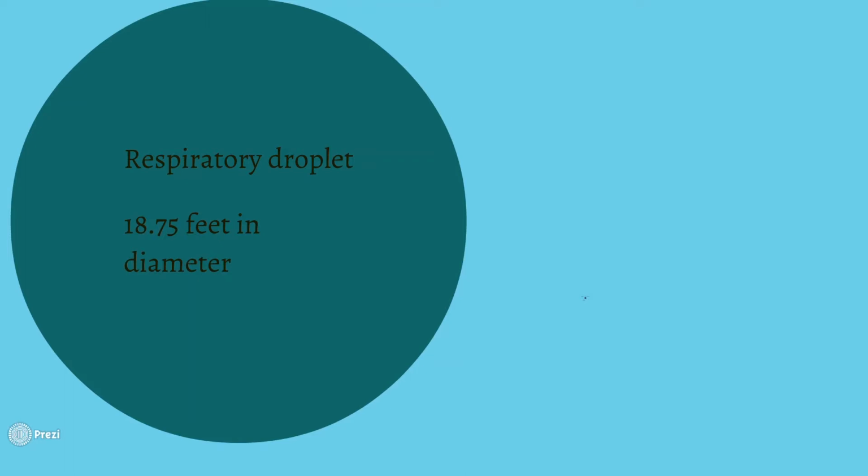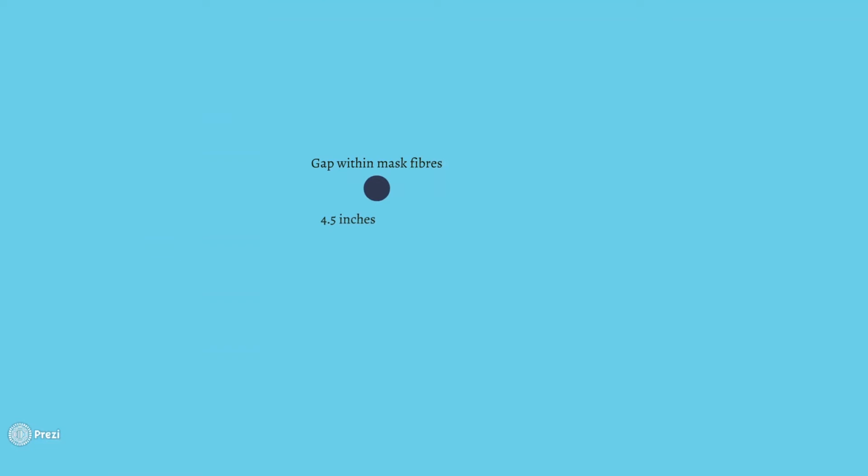When looking at appropriate face masks for prevention of COVID-19, the best mask the CDC, or Center for Disease Control, recommends is to use the N95 face mask. To make a comparison, it would be like trying to fit a beach ball that is 18.75 feet in diameter through a golf ball hole, which is 4.5 inches in diameter.